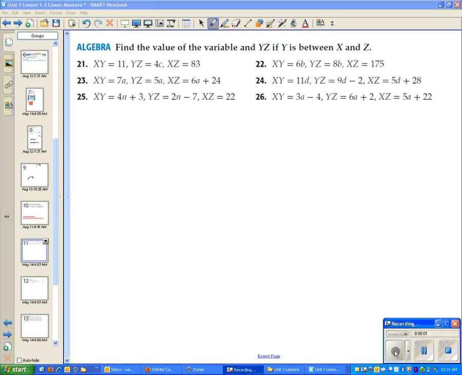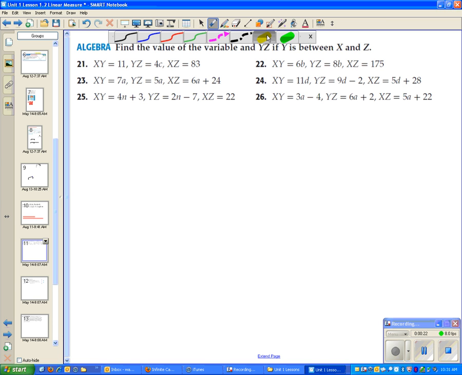Turn to page 19. And let's do number 26 together. Page 19, number 26. Now, we're going to find the value of the variable and the length of YZ. So I'm going to highlight this just so we'll know what we're looking for. The value of the variable and the length of YZ.